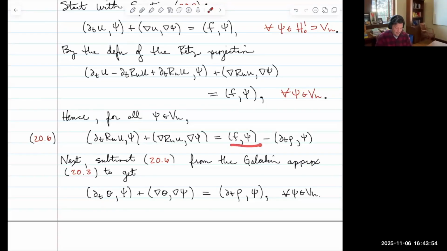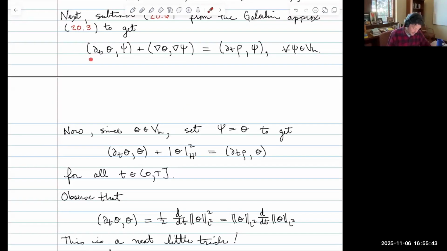Okay, why does f go away? Why does f psi go away? It's because that term appears both in 20.6 and 20.3 in exactly the same form, and when I do the subtraction, that term goes away. Why does this term change sign? Well, it's because I'm subtracting 20.6 from 20.3, so I do a minus of a minus and I get a plus of that term.